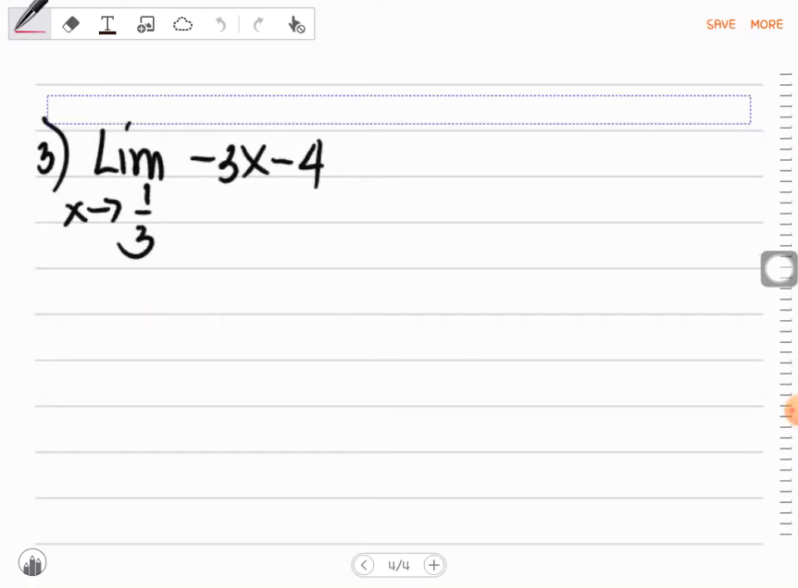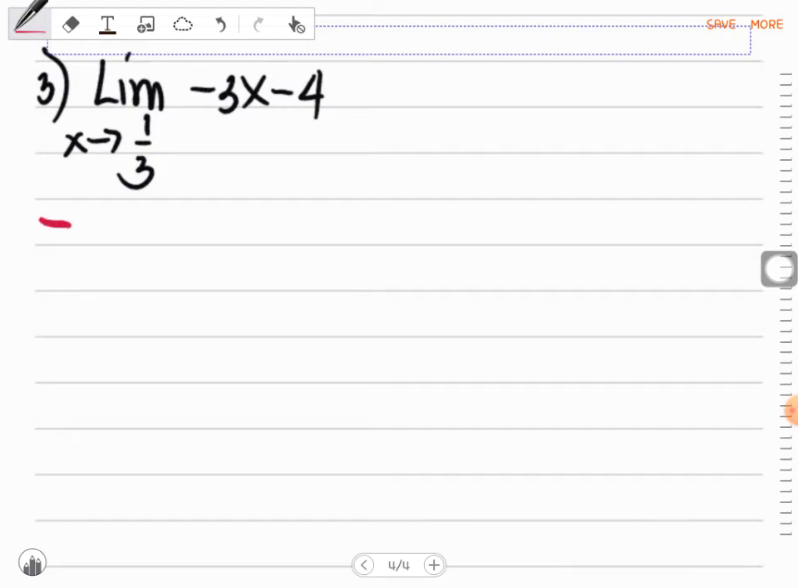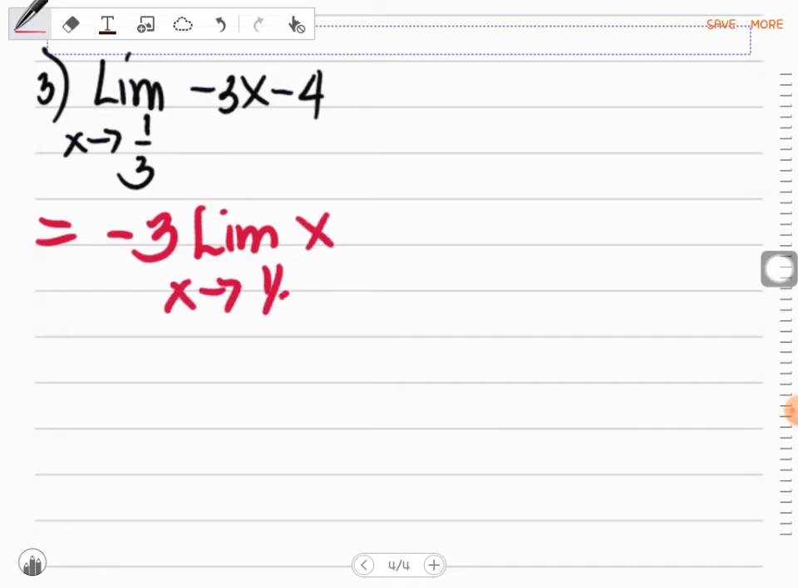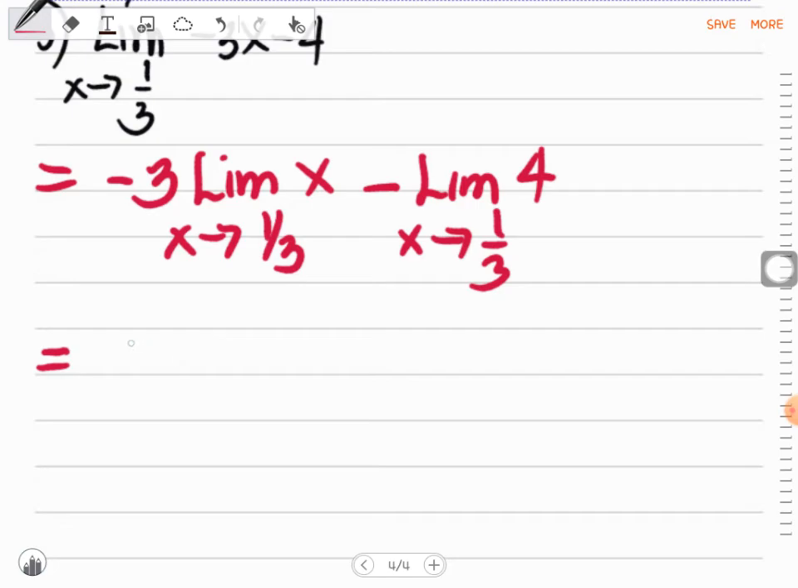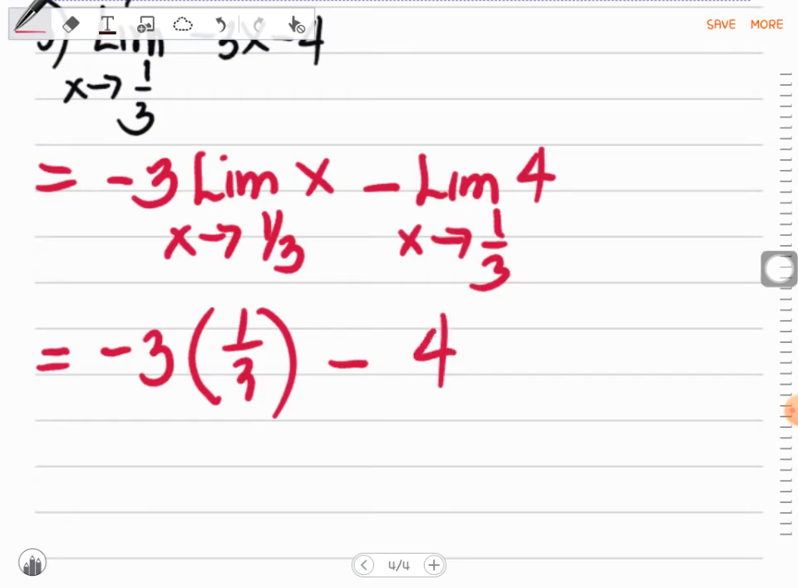For our last example, we have a limit of negative 3x minus 4 as x approaching 1/3. Okay, for this one, again, we will do the following. Just always follow the definition of the given theorem. Okay, so we have negative 3 limit of x as x approaching 1/3 minus, just copy the sign, limit of 4 as x approaching 1/3.